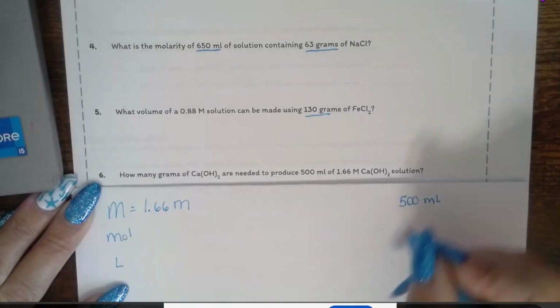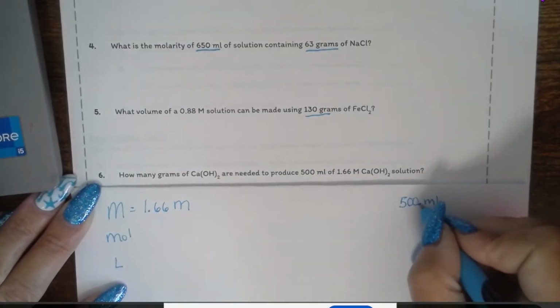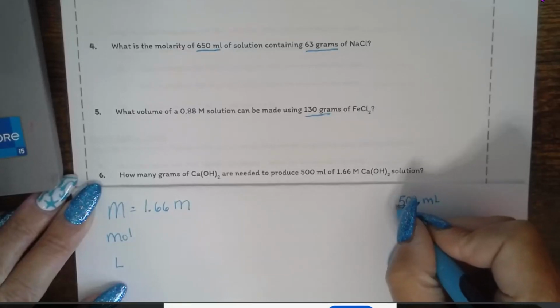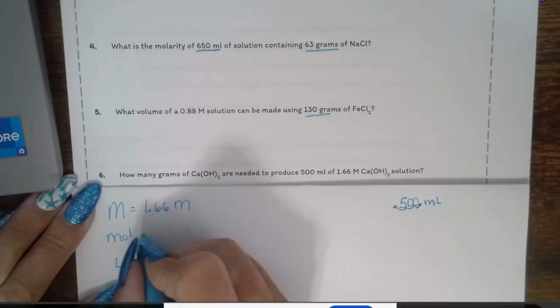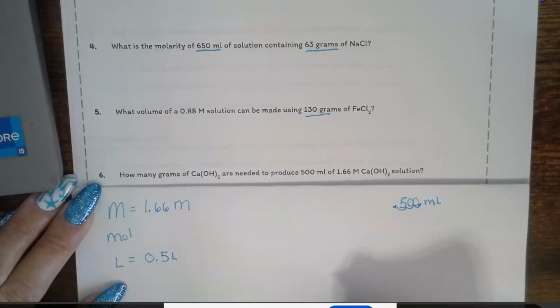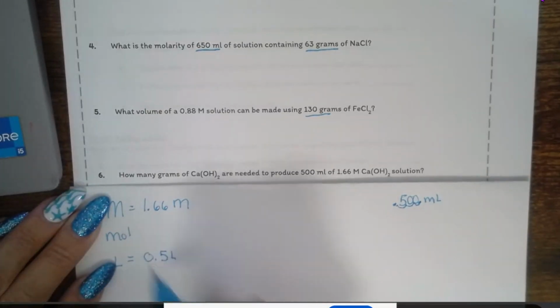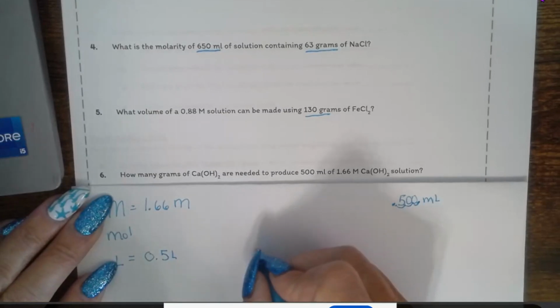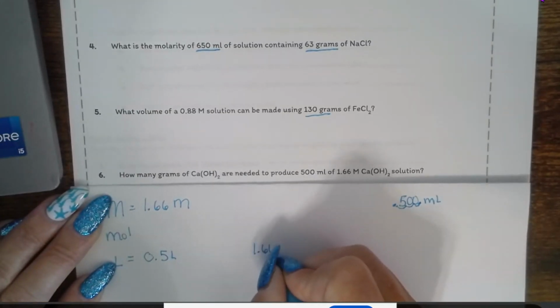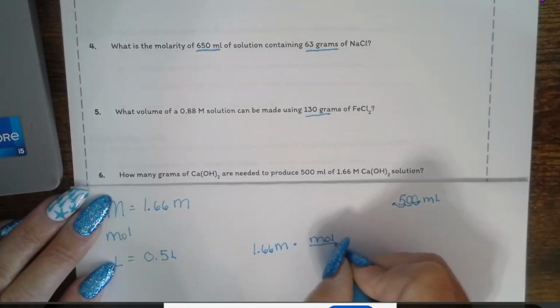Okay, so what we can do then is move the decimal to get from milliliters to liters. We go 1, 2, 3. So this is going to be 0.5 liters. All right, and then we need to figure out the moles. That's what's missing. So we're going to do 1.66 molar is equal to the number of moles over 0.5 liters.